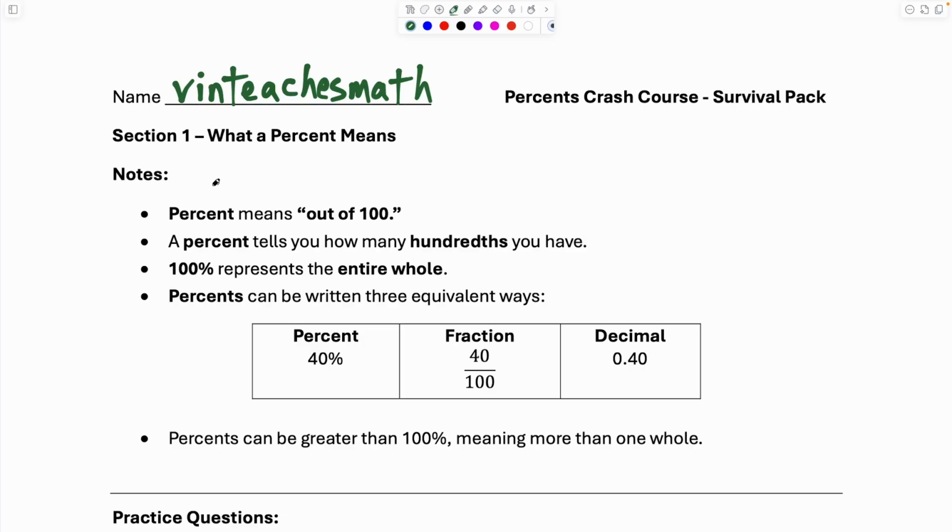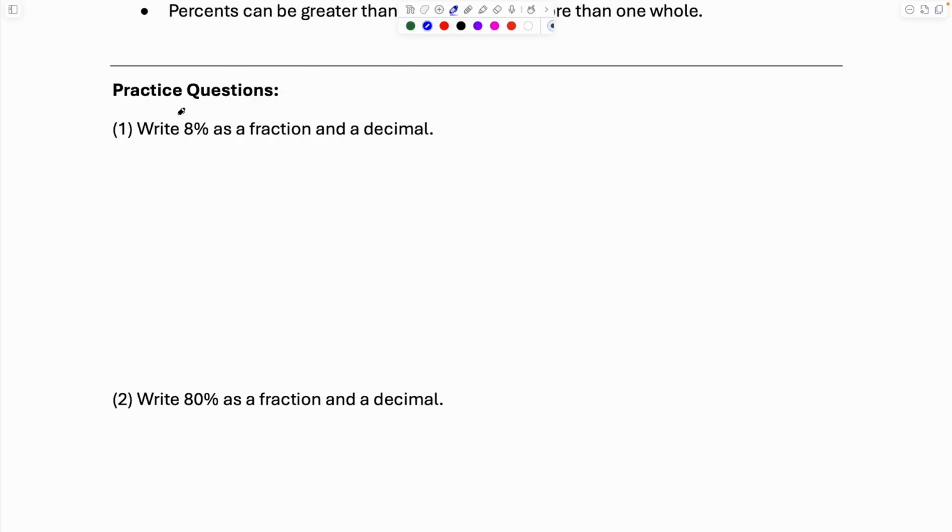Now, first up, section 1, we're going to go over what a percent means. A percent is defined as out of 100. It tells you how many hundredths you have, and 100% represents the entire whole. Percents can be written three equivalent ways: percent form, fraction form, and decimal form. And just know percents can be greater than 100%, meaning more than one whole. So now let's move on to the practice questions.